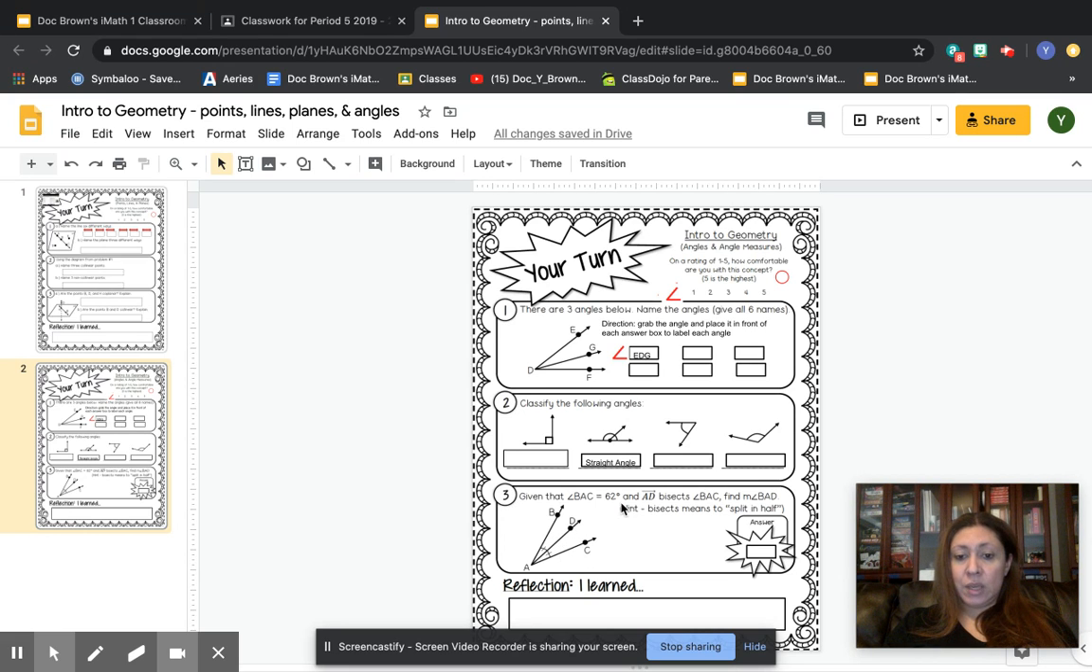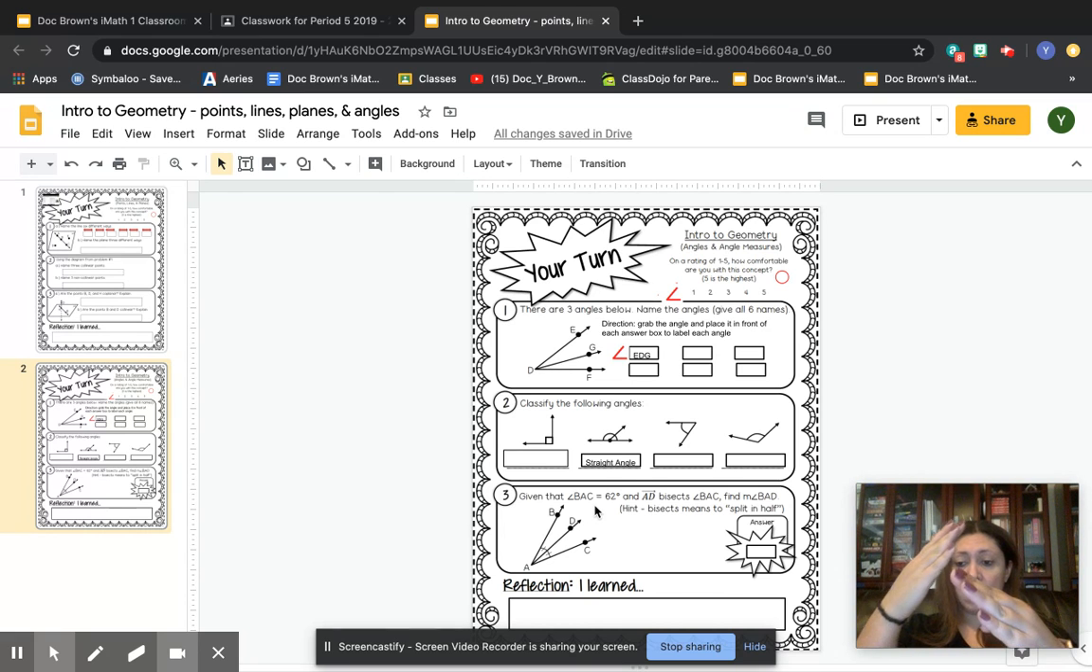In part 3, I have 62. All right, I know B, A, C, this whole thing right here is 62. It tells me that AD, this segment right here, bisects it. Bisects it means that it cuts it in half.